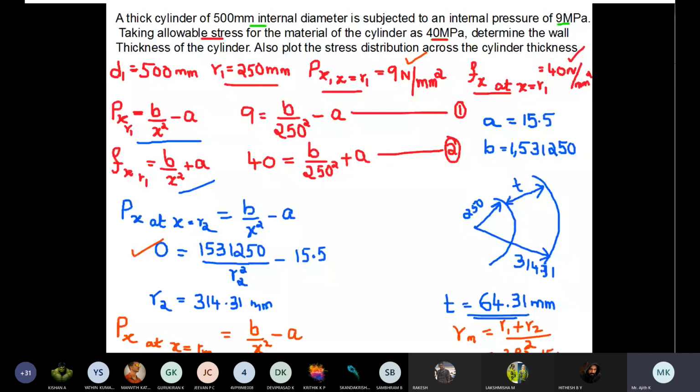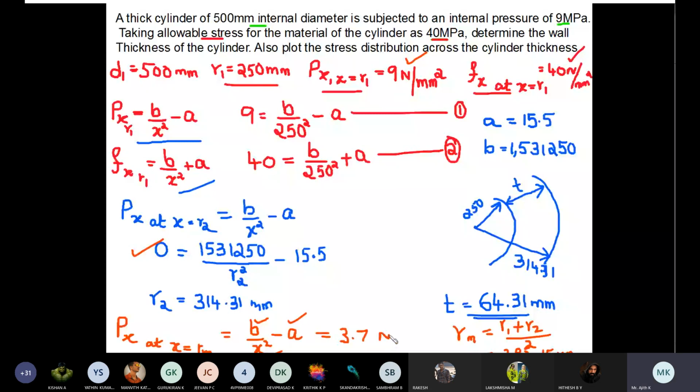So substitute the values of B, A, and x is equal to Rm. You will get Px at x is equal to Rm as, you can note down the answer. Obviously, this value should be in between. Px at inner surface is 9, Px at outer surface is 0. So the answer should be between 0 and 9, and you will get 3.7 Newton per mm square.